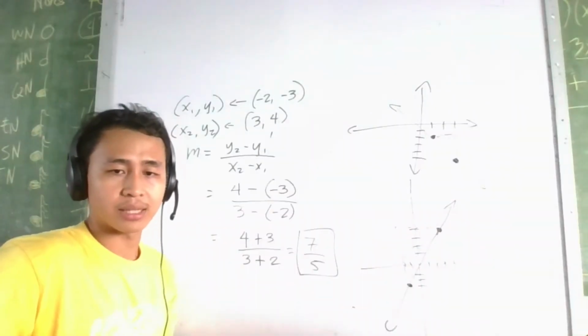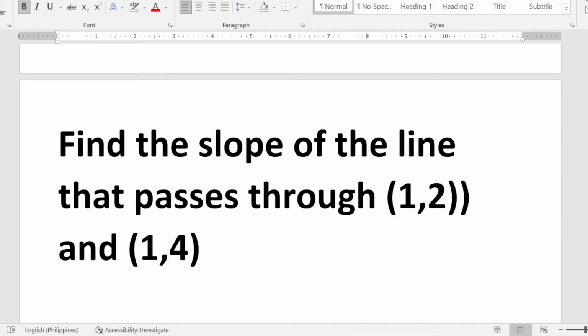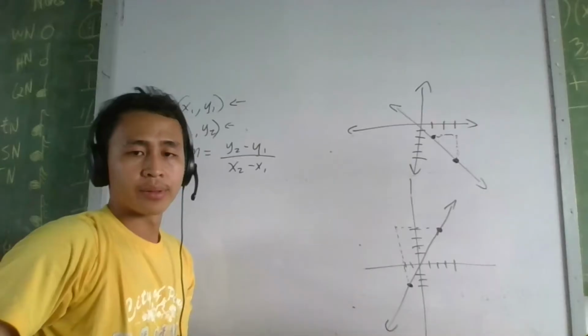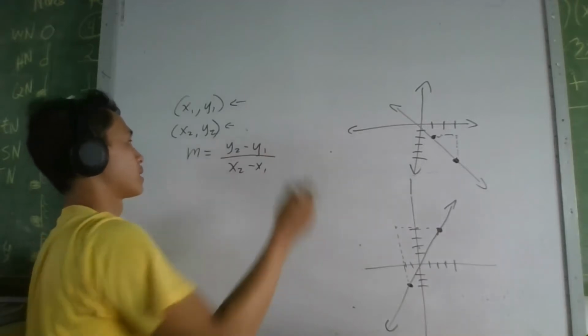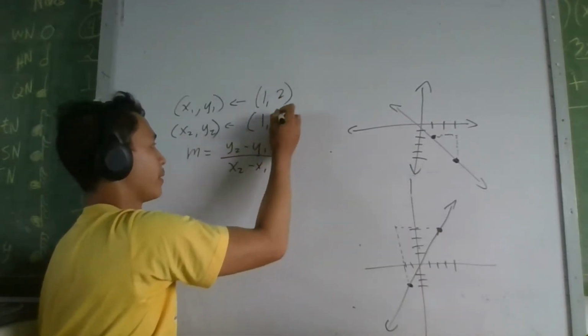Okay? Let's proceed with the last example in the slope. Last example natin is, let me change my screen. Last example is find the slope of the line that passes through, okay, 1, 2, and 1, 4. This time, yung given natin is 1, 2, and 1, 4. So balik tayo sa board. That would be, again, let's say this is 1, 2, then that is 1, 4.